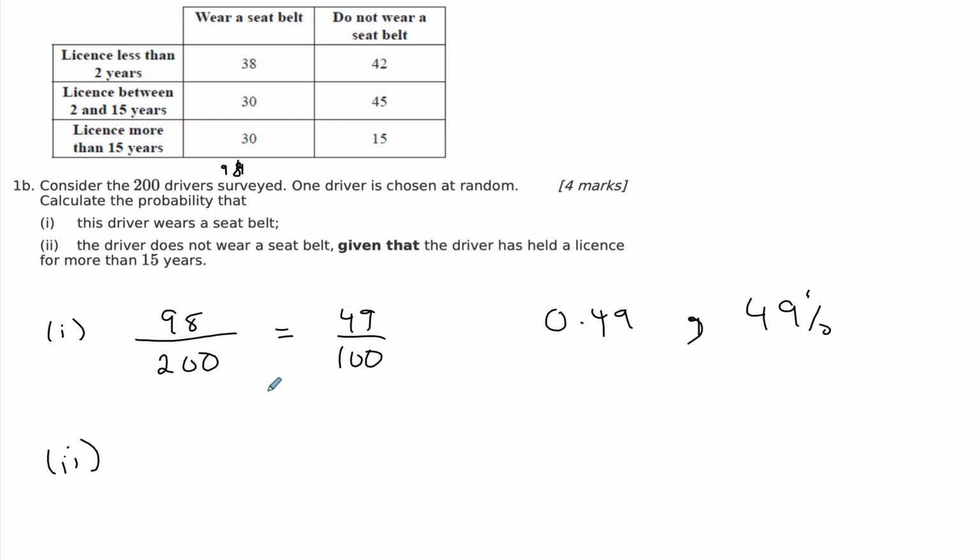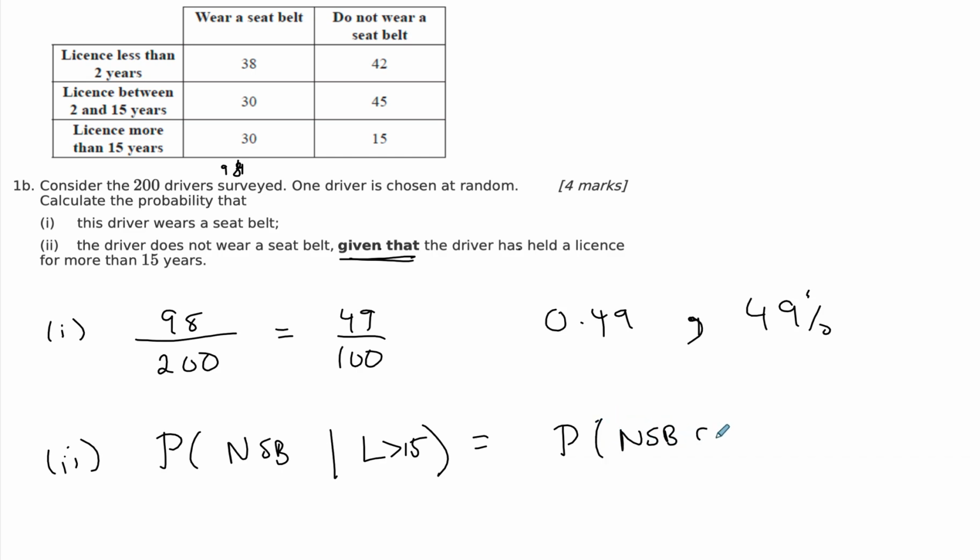The second one is the conditional probability. The driver does not wear a seatbelt, given that the driver has held a license for more than 15 years. So this is your conditional probability. If I write it down: does not wear a seatbelt, given that the license is more than 15 years. This is the rule for conditional probability. It's the intersection of this with this, divided by the probability of this.